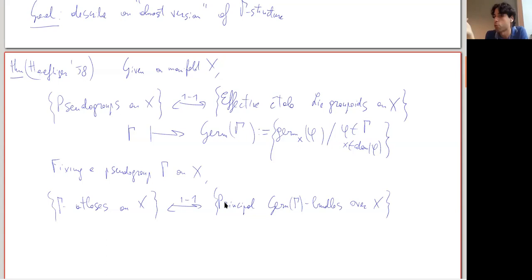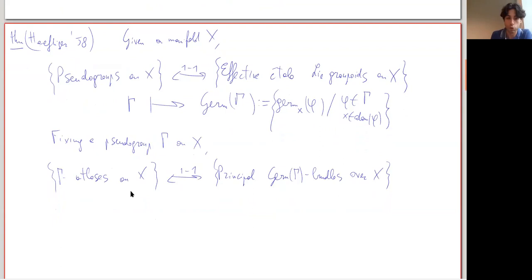And so also in this case, instead of giving further detail, let me just tell you what precisely the principal bundle associated to a gamma atlas is. So if you take A as a gamma atlas, then you will consider germ of A as a principal germ gamma bundle. Here I made a mistake. This is not X, of course, it is M. So this is a principal bundle over M, and this is a Lie groupoid over X.